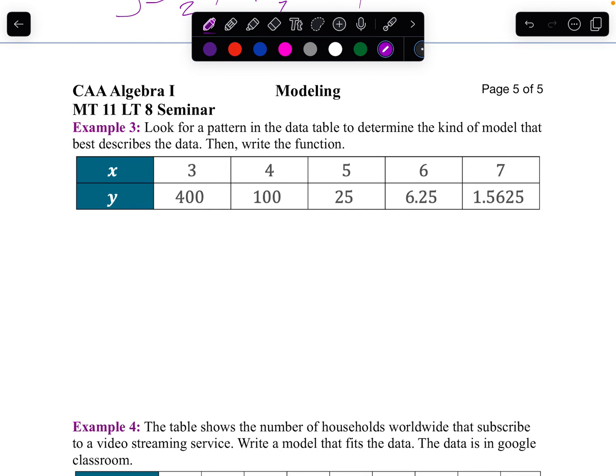On example 3, let's take a look at this pattern and notice there is exponential. Because if I take 100 divided by 400, that'll be 1/4. 25 divided by 100 is 1/4. 6.25 divided by 25 is 1/4. 1/4 of 6.25 is 1.625. So this is exponential.